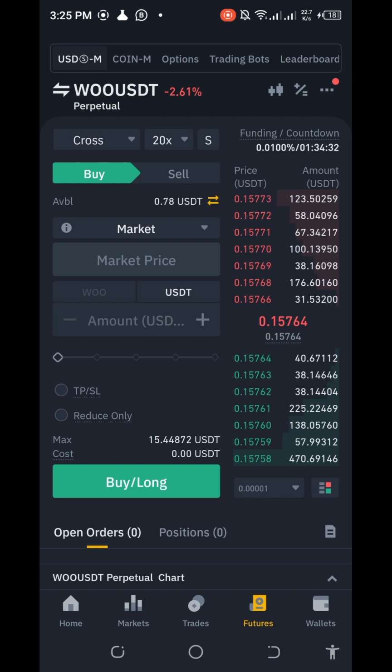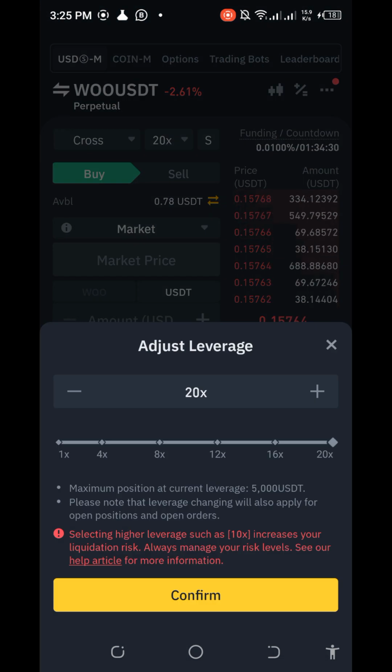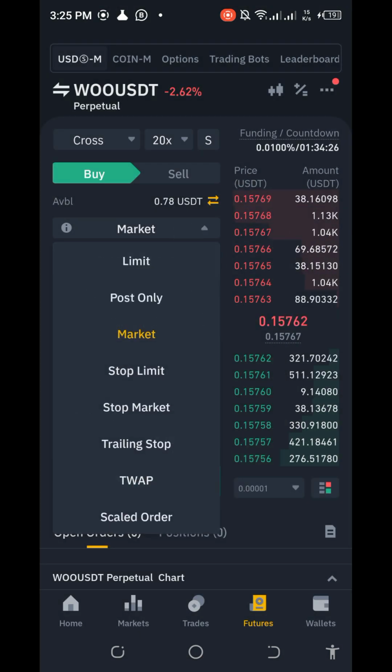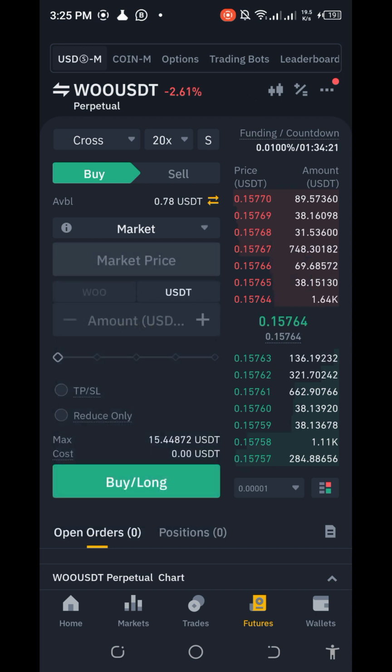I'm also going to explain what leverage is all about. Then what this limit order and market order are all about, I'm also going to explain to you. Then what is this TP and SL? They call it take profit and stop loss. I'm going to explain it one after the other.